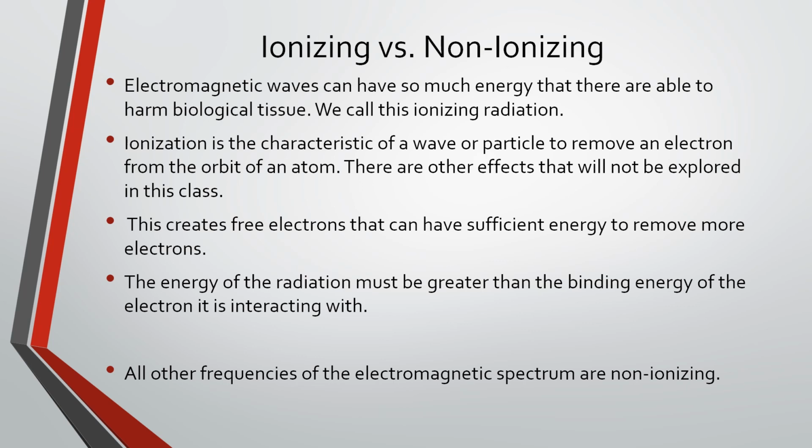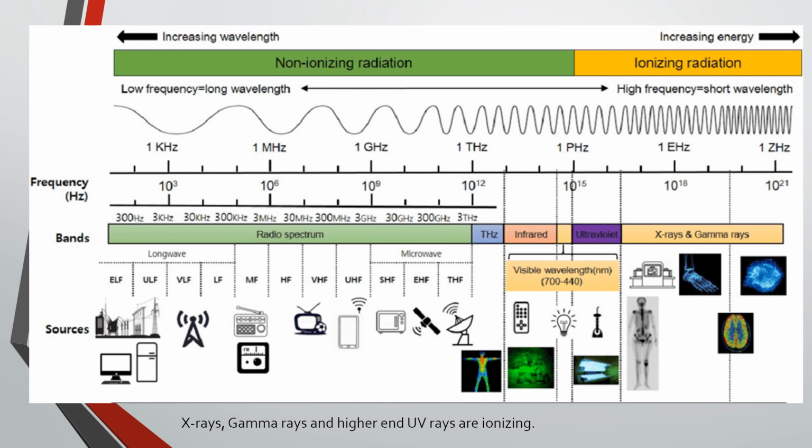There are only ionizing and non-ionizing for any classification, and this is the breakdown of what is ionizing and what's non-ionizing. The lower frequencies, of course, have less energy, so they're non-ionizing. They don't have enough energy to take an electron out of one of the shells of the atoms. You see ultraviolet is in here. X-rays and gamma rays are ionizing.